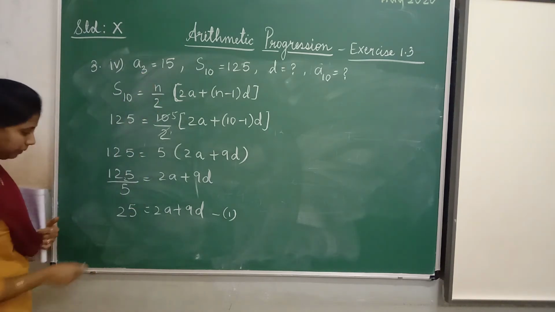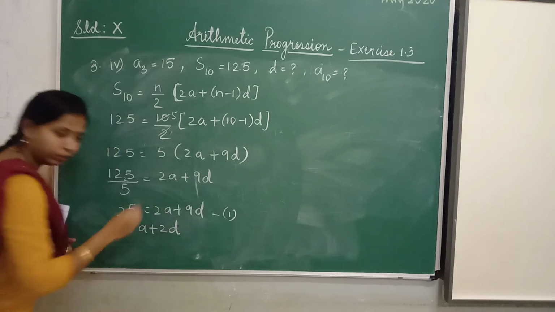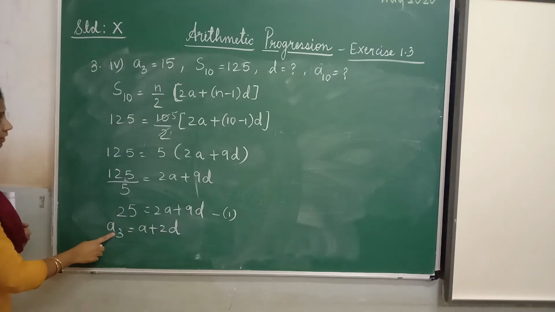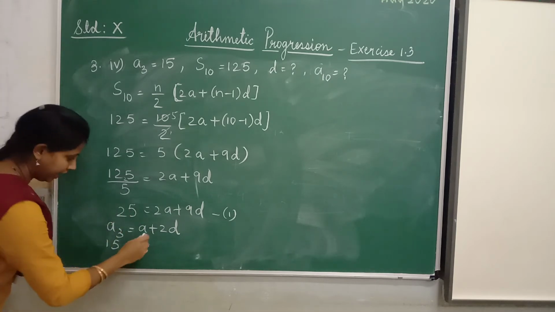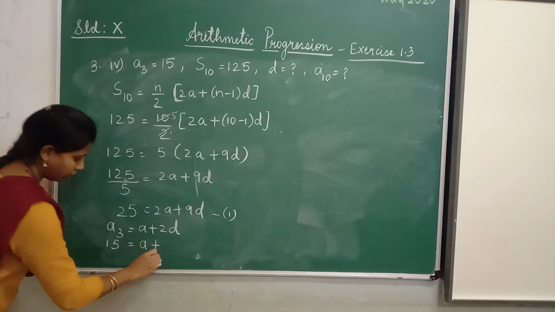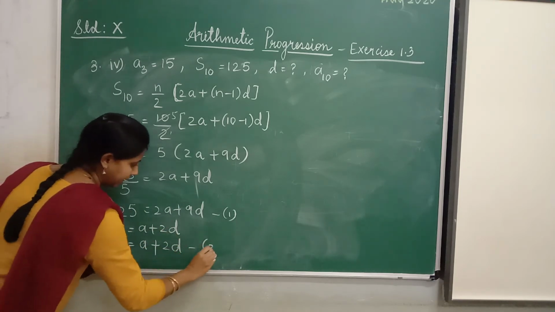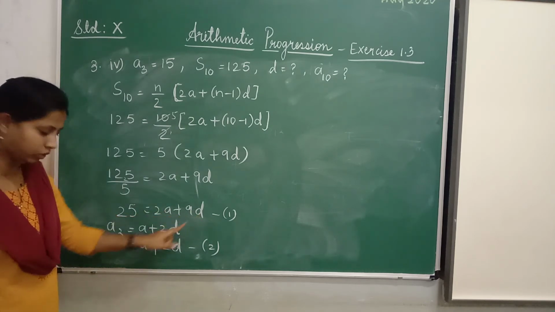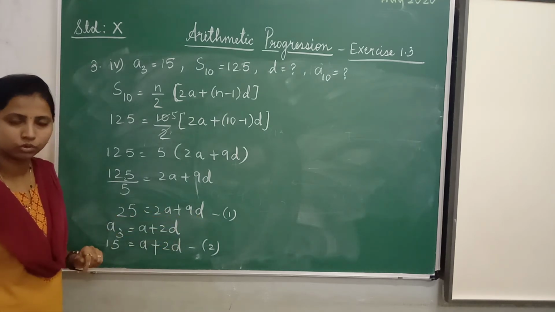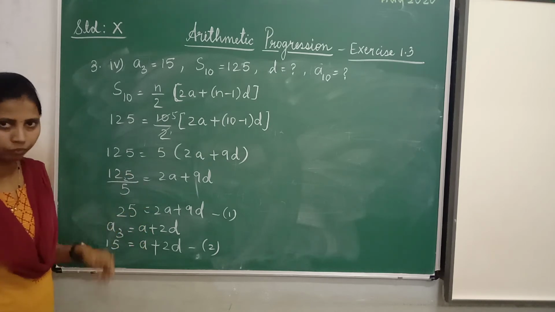A3 is 15. A3 we can find by a plus 2d. So A3 is nothing but 15 is equal to a plus 2d. A also is not known, difference is also not known. So take this as equation 2. Here also a and d are unknown, so you have to solve it simultaneously to find the values of a and d.